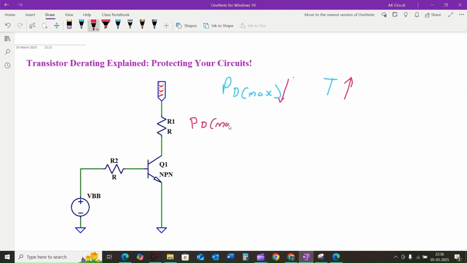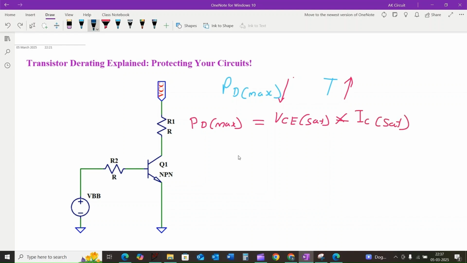The maximum power dissipation PD max is the maximum amount of power the transistor can handle without being damaged, and it is calculated by multiplying the collector to emitter voltage VCE sat by the collector current IC sat.